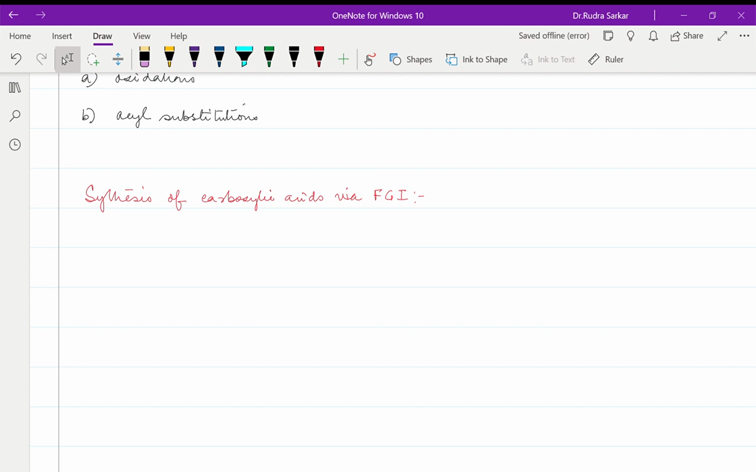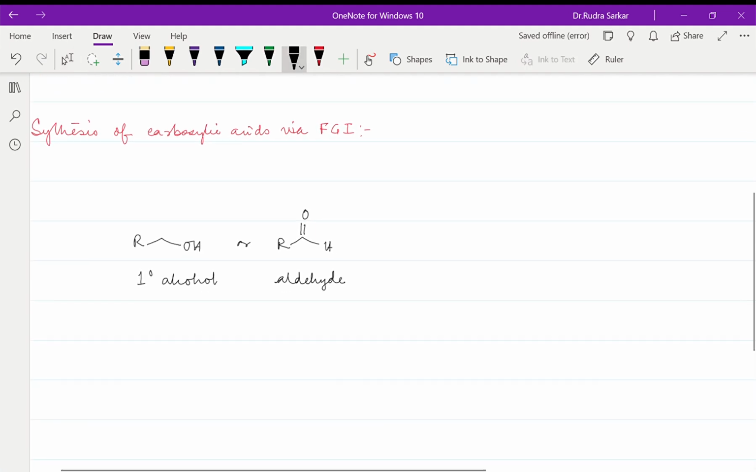So, suppose we have taken over here a 1-degree alcohol, or we have taken an aldehyde, okay, and what will be the reagents that we can use to convert them into a carboxylic acid? That is this one.